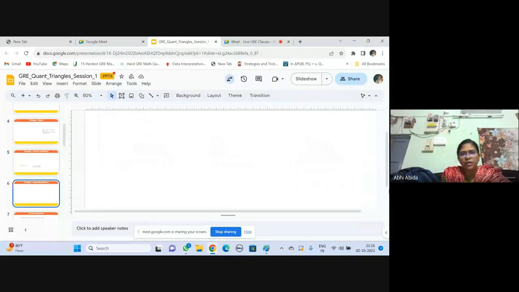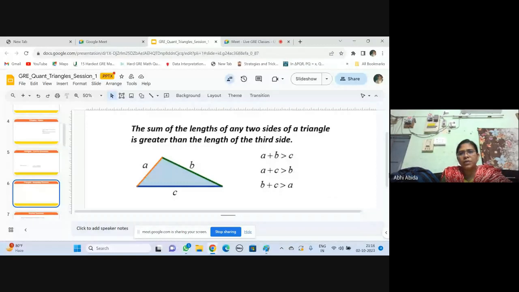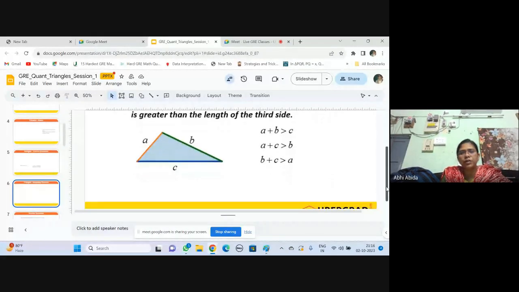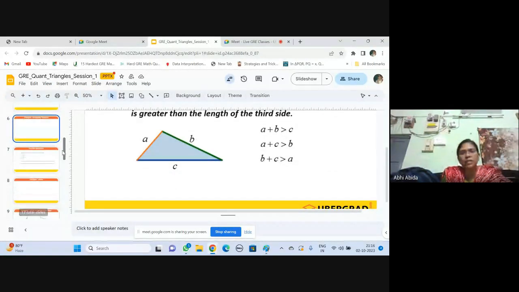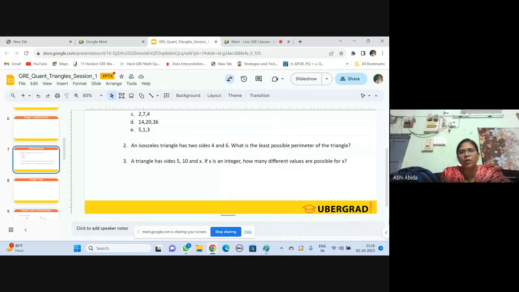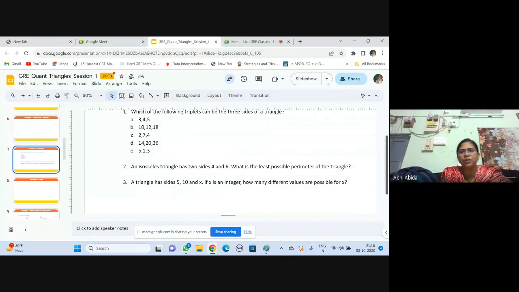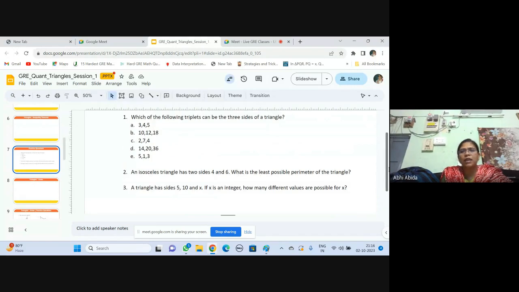Okay, moving on to the next slide. As we have discussed regarding the third side of the triangle, how to find out the side of a triangle. If two sides are given, how to find out the third side? Always the third side of a triangle will be in between the range of the difference and the sum. It will always be greater than the difference and less than the sum of the other two sides.